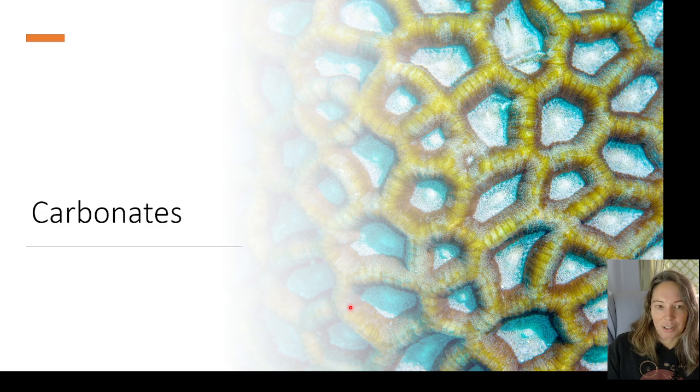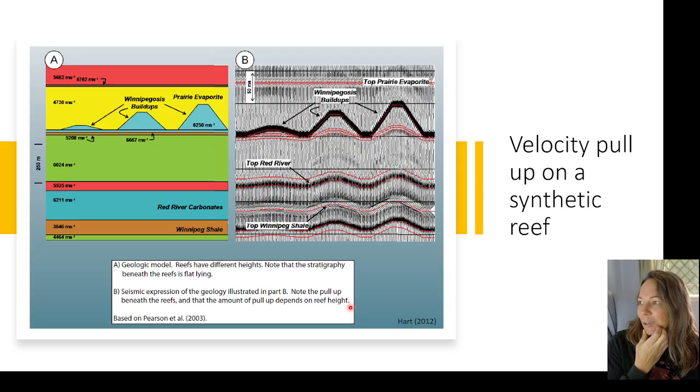Okay, let's move on to carbonates for a few minutes. So carbonates are really fun. A lot of us are interested in them. They can be harder to image. They're faster velocity. And so here, just based on this cartoon and synthetic seismic from the Hart textbook, we can see these carbonate mounds that he's created a synthetic velocity model for. And when we look at the synthetic seismic in time, we see that same pull-up feature, now a little bit clearer because we're dealing with synthetic seismic.